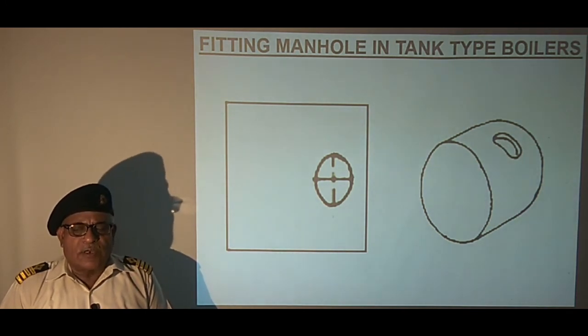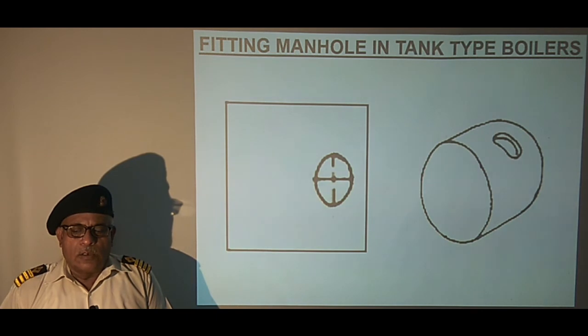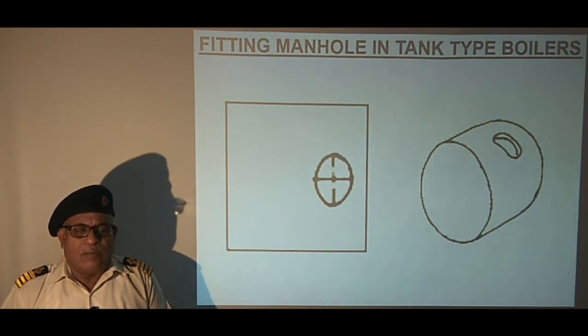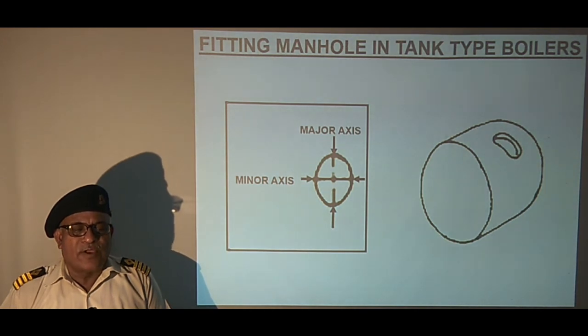We have studied that circumferential stresses acting in the boiler drum are double than the longitudinal stresses. Circumferential stresses acting in the boiler drum will rupture the drum in the longitudinal direction. Let's see the two axes. This is the minor axis, which is placed longitudinally so that the loss of strength is minimum, and that is the major axis, which is in the circumferential direction.